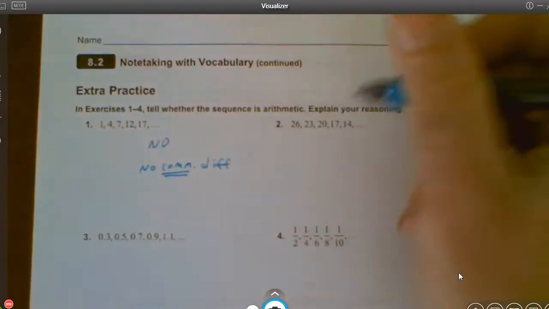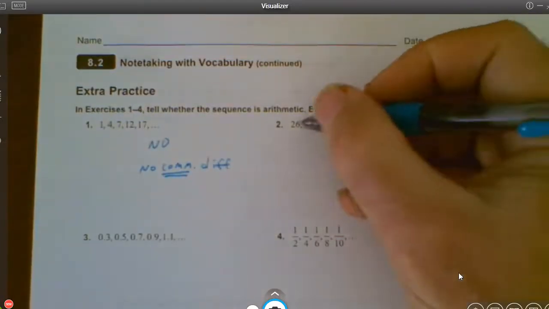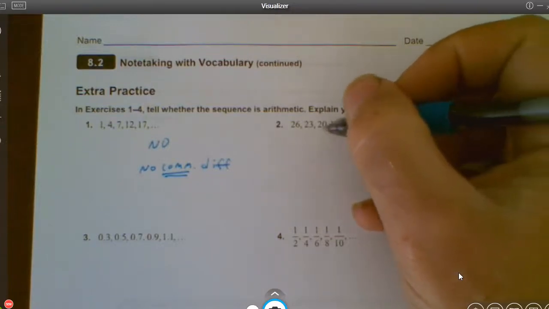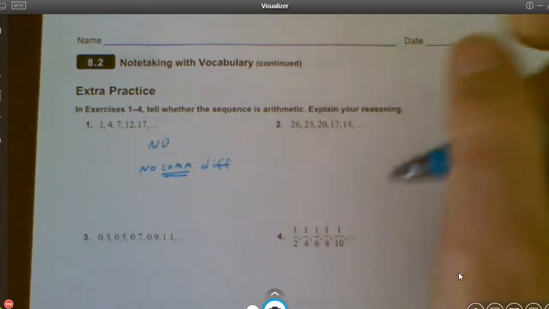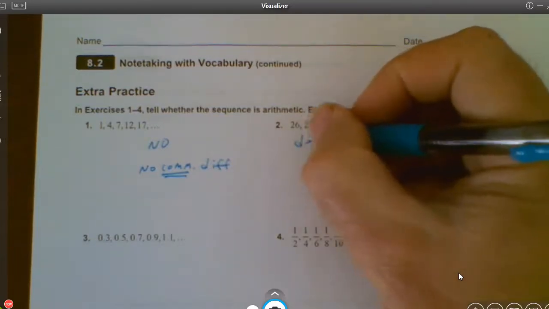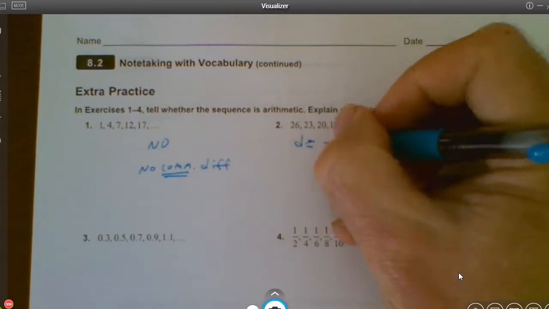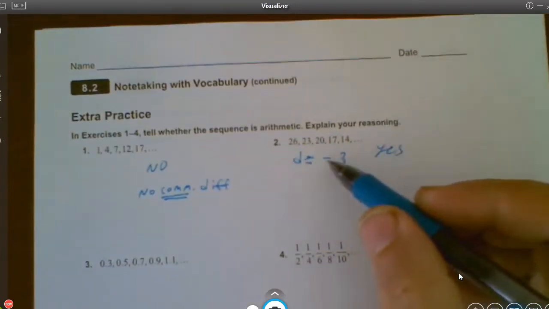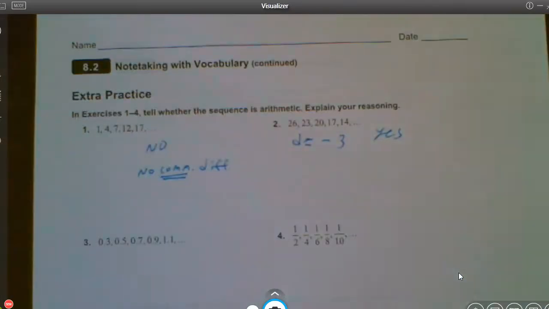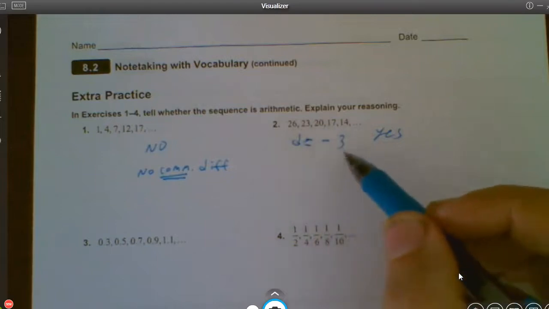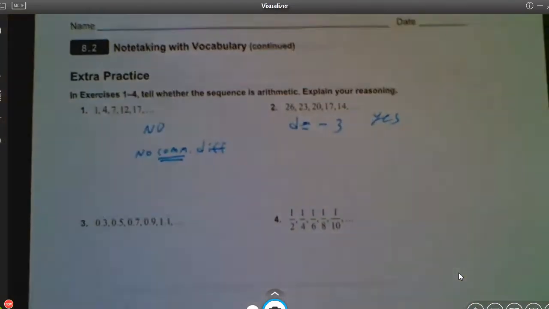If you take a look at this one, you can see that this one is going down 3 every time. So one thing to keep in mind, if it's going down 3, that just means your common difference is negative 3. All right, so we would say yes, that is arithmetic, because the common difference is negative 3. So when they say explain your reasoning, this would work as far as your explanation goes, just to say it has a common difference.